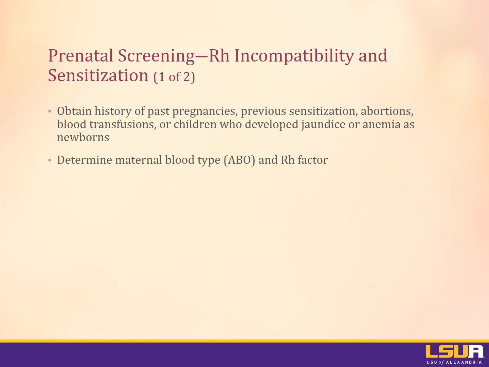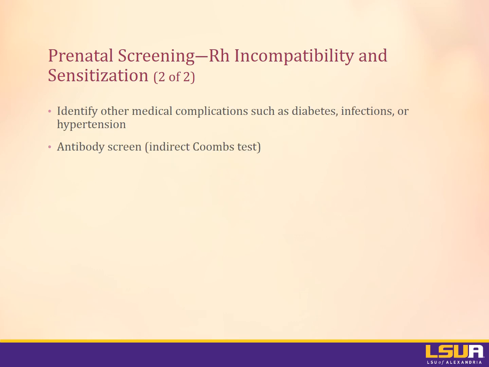So, prenatal screening, we want a history of past pregnancies, previous sensitization, any abortions, blood transfusions, or children who have developed jaundice or anemia as newborns. And we need to know what the mama's blood type and Rh factor is. We need to know any other complications she may have, like diabetes, infections, or hypertension, and we're going to do an indirect Coombs test, which is an antibody screen.